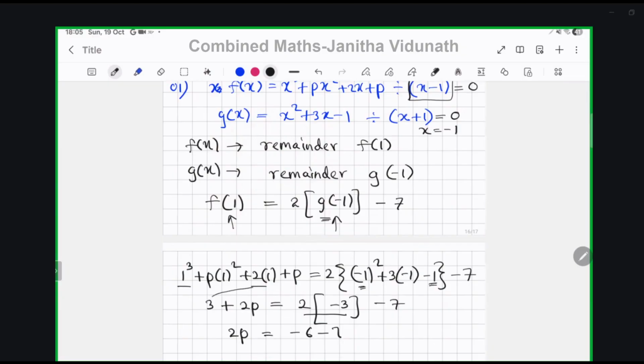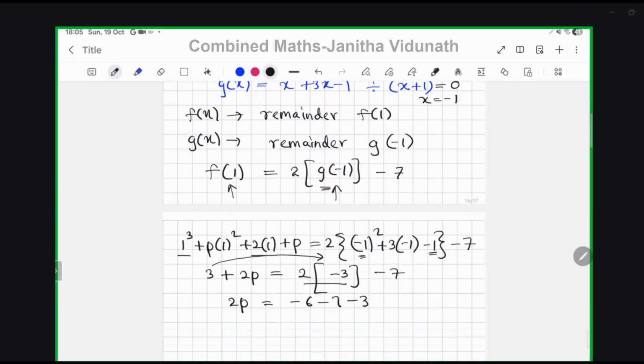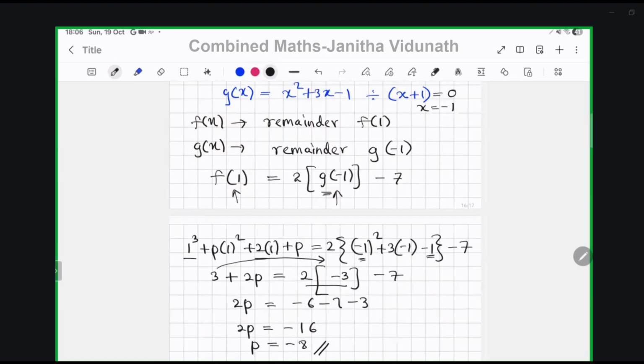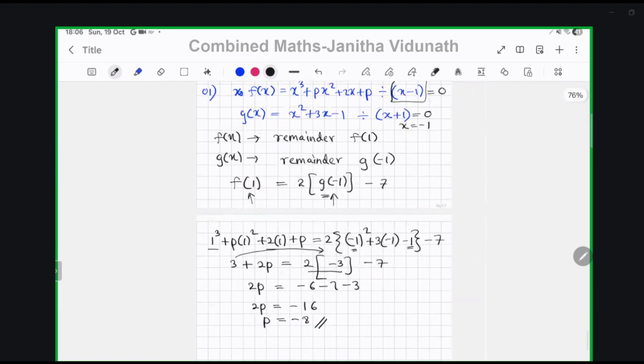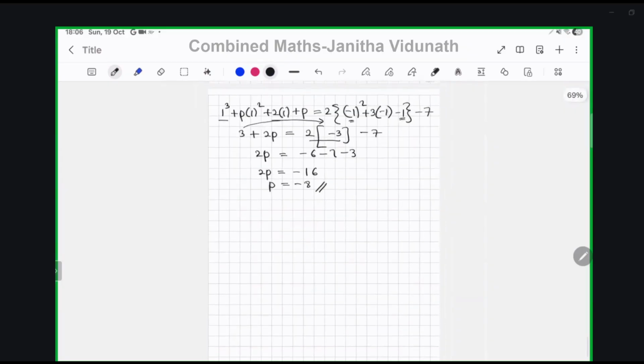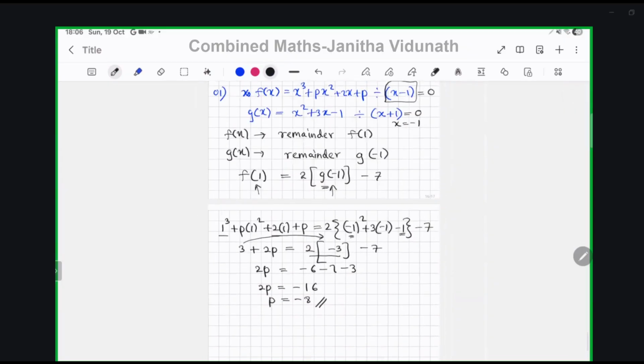Then we can move 3 to the right hand side. Then it becomes minus 3. Then 2p is equal to minus 16. That means p is equal to minus 8. This is the final answer. Okay, I will give another 1 minute to write down this.